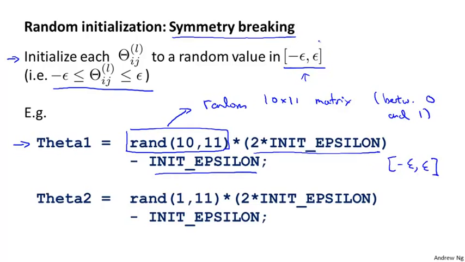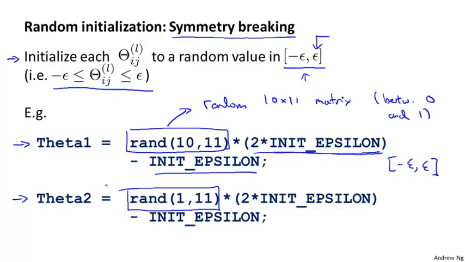And incidentally, this epsilon here has nothing to do with the epsilon that we were using when we were doing gradient checking. When we're doing numerical gradient checking, we were adding some value of epsilon to theta. This is an unrelated value of epsilon, which is why I'm denoting it init epsilon, just to distinguish it from the value of epsilon we were using in gradient checking. And similarly, if you want to initialize Theta2 to a random 1 by 11 matrix, you can do so using this piece of code here.